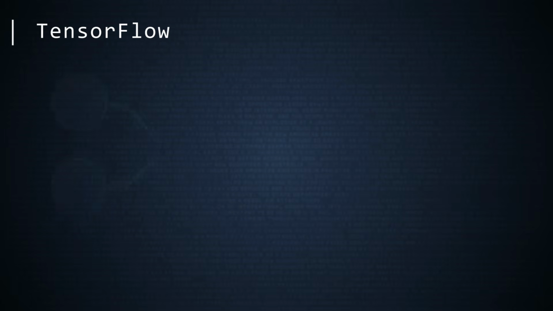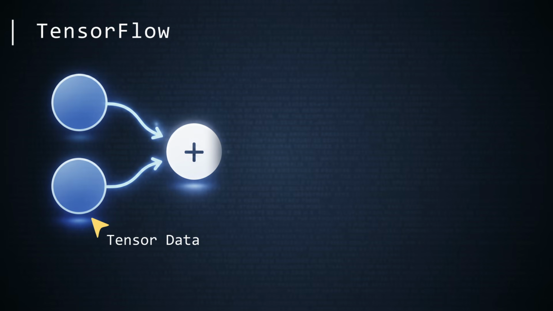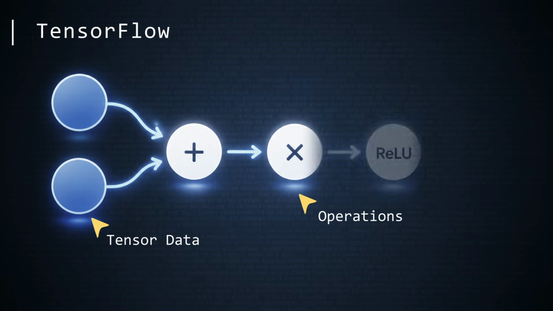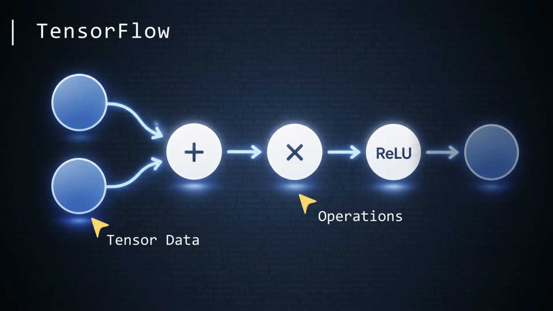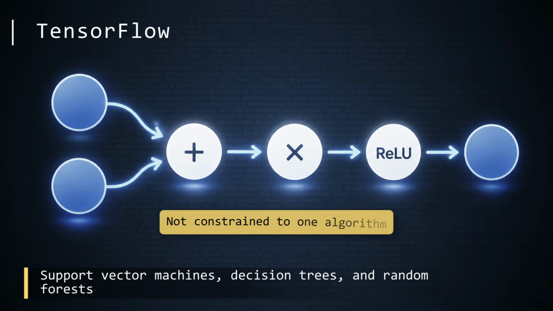Each operation in TensorFlow transforms these tensors through nodes in a computational graph. Addition, multiplication, neural network layers. The tensors flow through each transformation, hence the name. While neural networks are TensorFlow's primary application, it is not constrained to a single algorithm class. Other models include support vector machines, decision trees, and random forests.